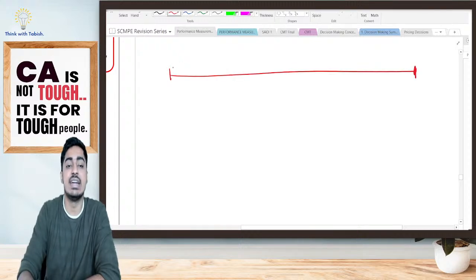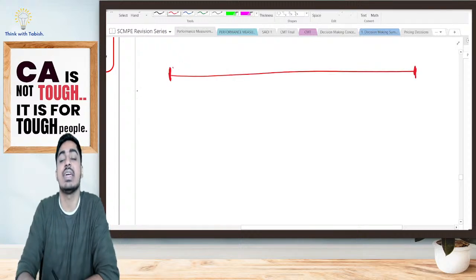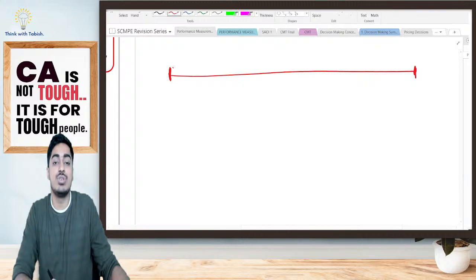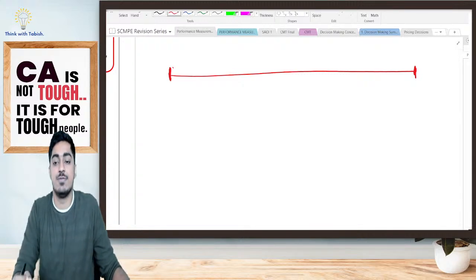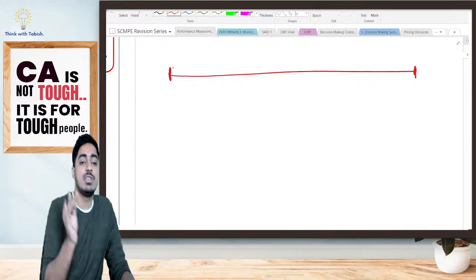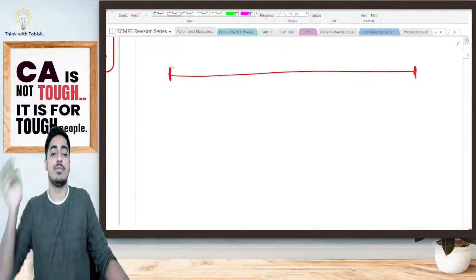Yes, standards is nothing but the targets that I'm setting. When should I be setting my standards? Should I be setting my standard at the start of the period? Should I be setting my standard at the end of the period?